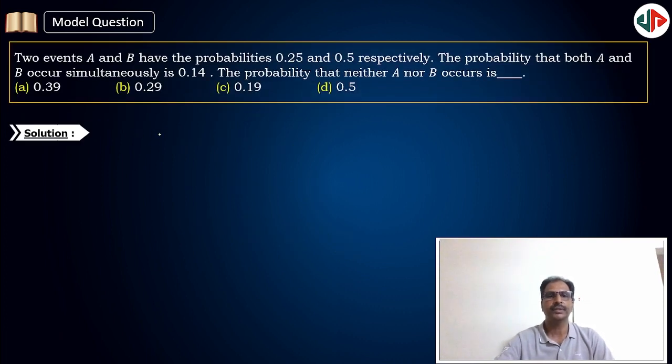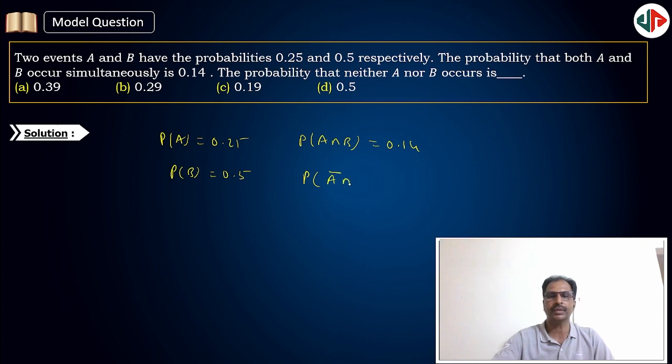Next, two events A and B have the probabilities 0.25 and 0.5 respectively. The probability that both A and B occur simultaneously, meaning at the same time, is P of A intersection B. Now the question is, find the probability that neither A nor B occurs. Neither A nor B occurs means A should not occur and B should not occur.